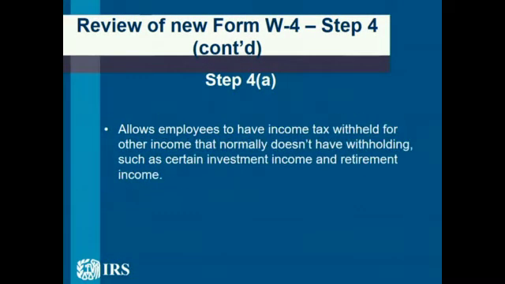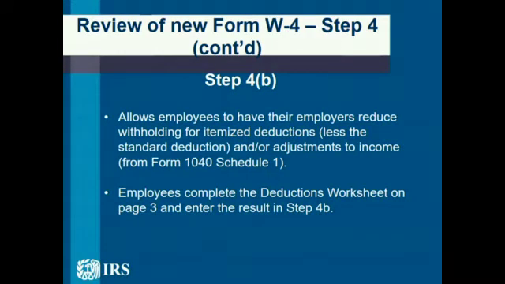Employees can adjust their withholding for itemized deductions, less the standard deduction, and/or other adjustments to income, such as student loan interest or deductible IRA contributions, by entering an annual amount in Step 4B. These amounts are determined by completing the deductions worksheet on page 3 of the form instructions.